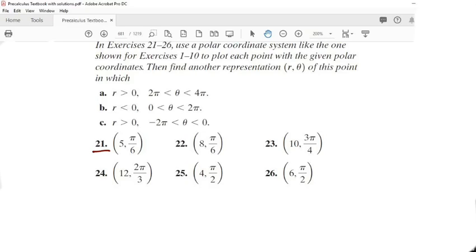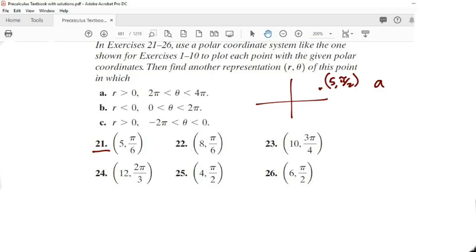This says 5 pi over 6. So let's see. We go pi over 6, which is approximately right there, and we're going to go out to about right there. We're going to say that the length of this is 5. So this is 5 pi over 6. And the question is, use a polar coordinate system like the one shown to plot each point with the given coordinates. Okay, that's what I did. Then find another representation for each of these.